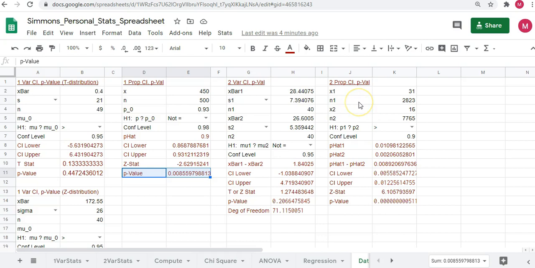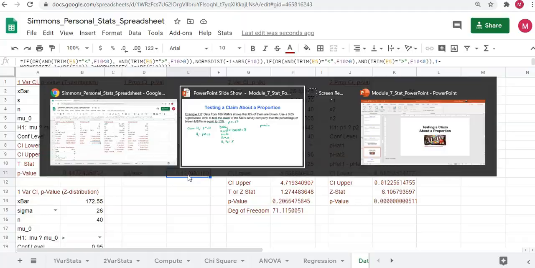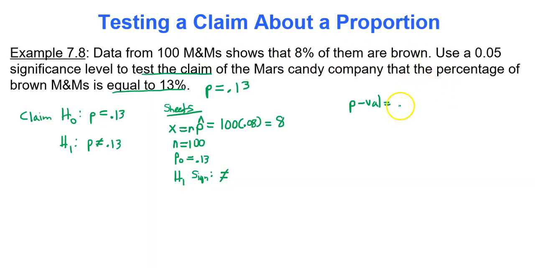All right, so let's type in those four things in the Google Sheets. So I had 8 out of 100 M&Ms that were brown. My claimed proportion is going to be 0.13. And then my sign is still not equal to for my alternative hypothesis. So what's your p-value? Well, your p-value is actually going to be 0.137. The 0 goes up to a 1 because there's a 5 or higher in the following place value. 0.1371.